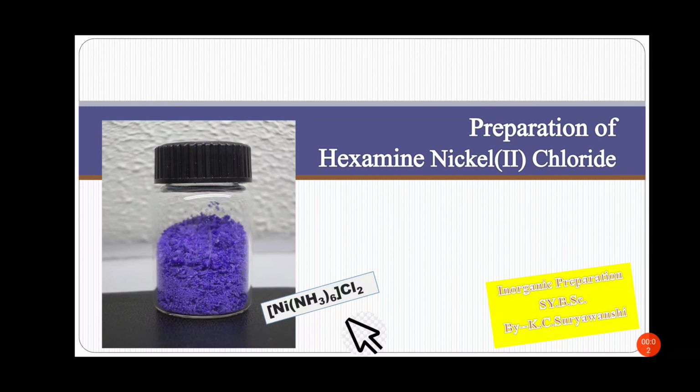Preparation of hexaamine nickel(II) chloride. Today we have to prepare the complex hexaamine nickel(II) chloride. This compound has the formula [Ni(NH3)6]Cl2. The purple colored crystals shown in the bottle are the crystals of hexaamine nickel(II) chloride.